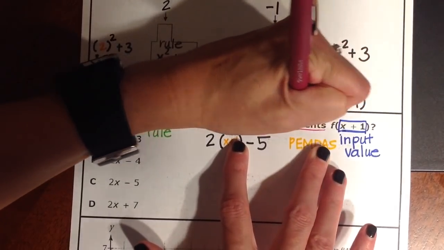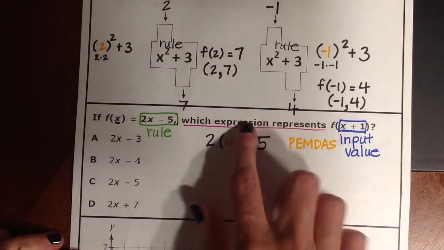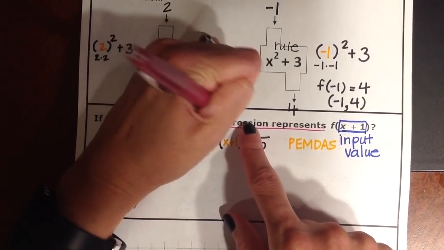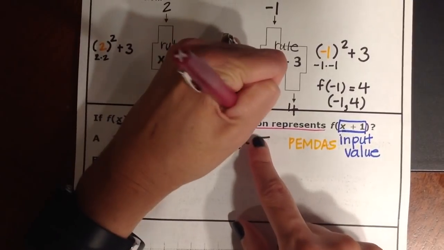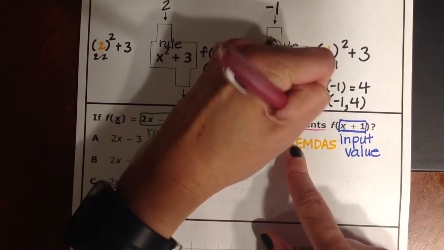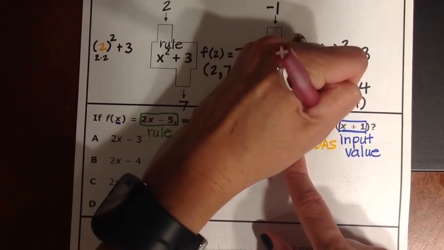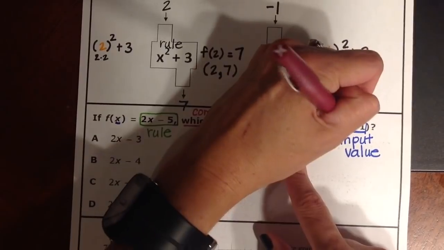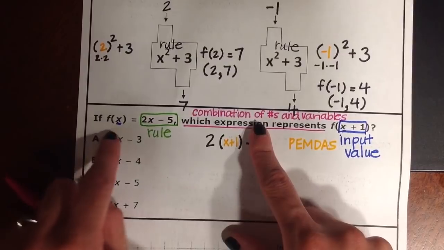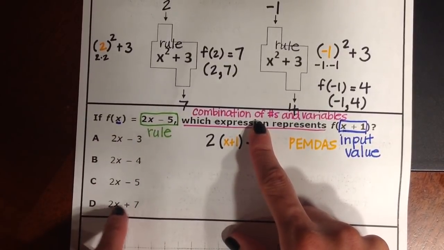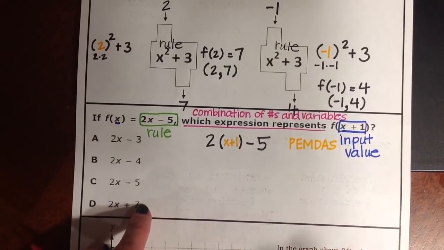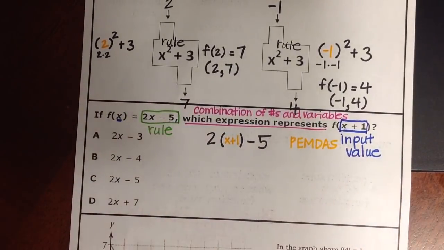When it says "which expression represents," this word expression is telling you that you are going to have a combination of numbers and variables. So my final answer is going to be a combination of numbers and variables. And if you check your multiple choice answers, you can see I do have terms with variables and I do have terms that are just numbers. I am not going to get a single number answer like we had on the first example.